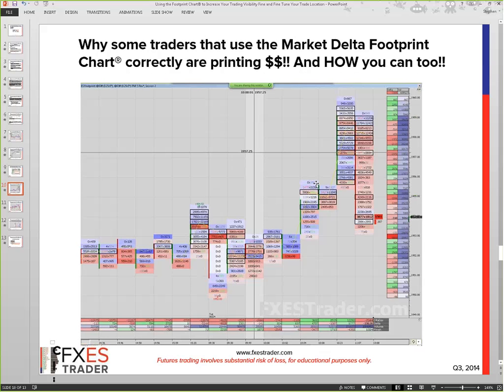Okay, this is a little more of a modern, what I utilize today. This is how my market profile chart, my footprint chart looks today. I'll show you the profile too. This is what my footprint chart looks like today.